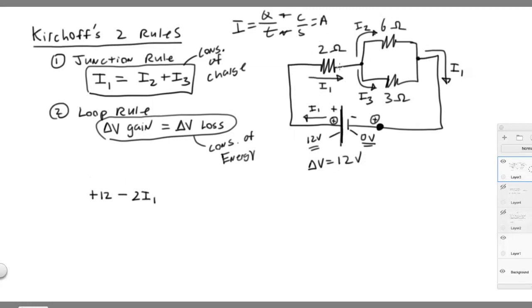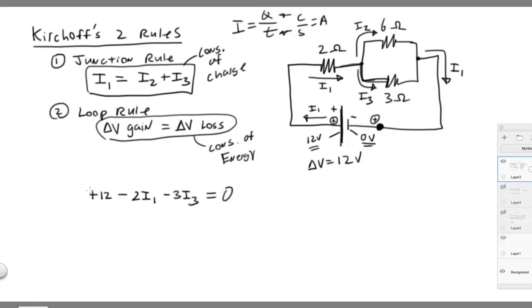Now let's continue our loop. Let's go bottom path. You can't go top path and bottom path at the same time. So let's go bottom path. The voltage loss across this 3 ohm is going to be minus 3I3. And then we're back to where we started right here.